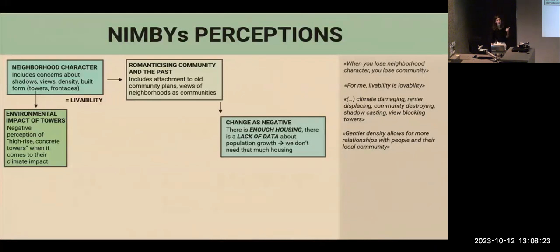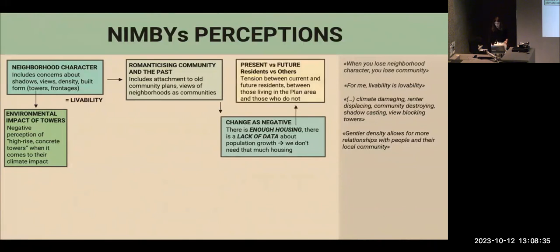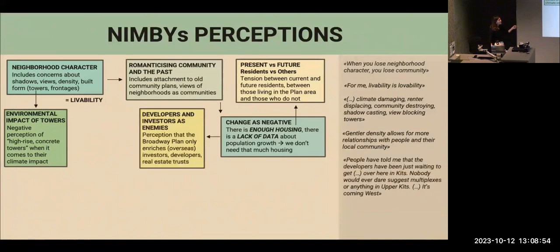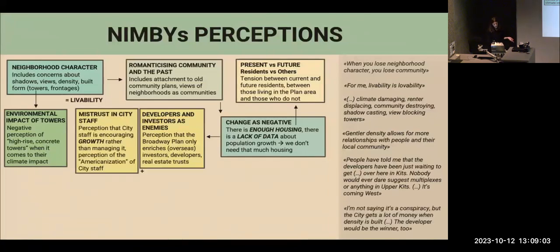Speakers often referred to a lack of data about population growth and about housing already approved, claiming that population is actually not growing that much and that there is already enough housing in Vancouver. These discourses often pointed to a very interesting tension between current and future residents, but also between people inside and outside of the city. According to many, the Broadway plan was not considering current residents' needs and concerns. And since change was negatively perceived, the main parties responsible for this change, namely developers and overseas investors, were also negatively perceived. And so was the city, which was basically making this change possible.